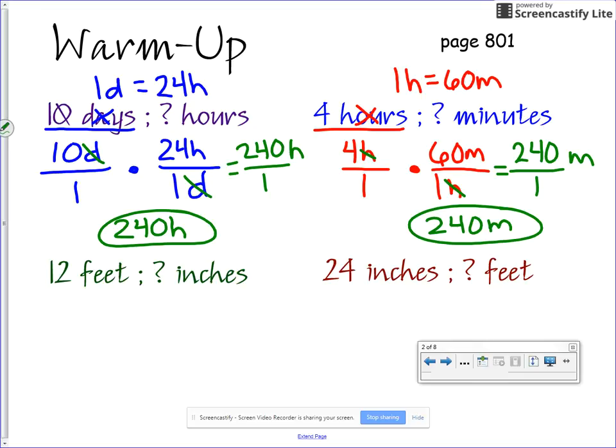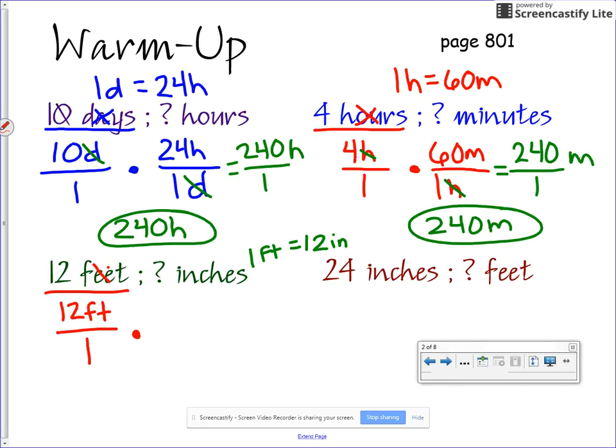The next one, we have feet to inches. Our converting factor, we have 1 foot is equal to 12 inches. We'll be using that for our next one as well. We'll take what they give us, 12 feet, put it as a ratio, so we'll just put it over 1, multiplying it by our converting factor.